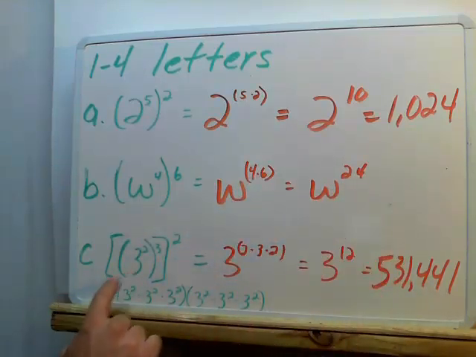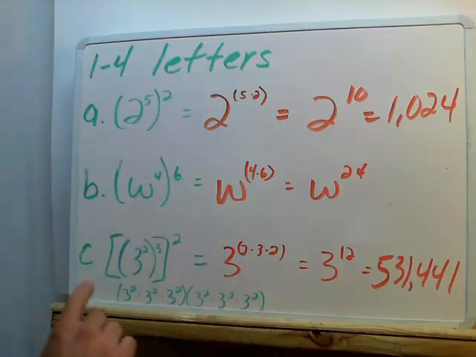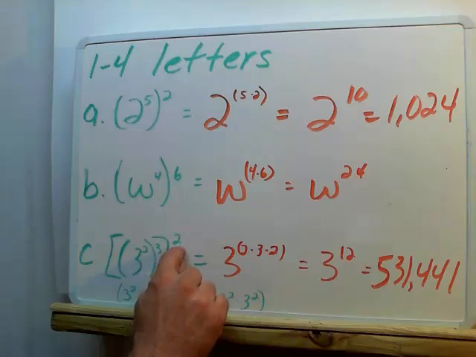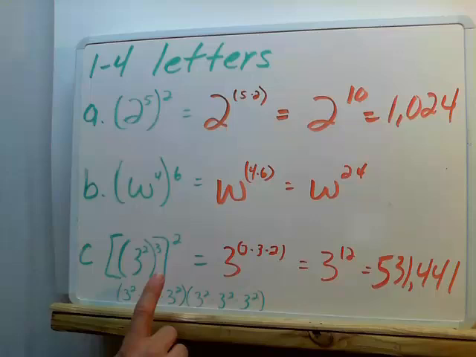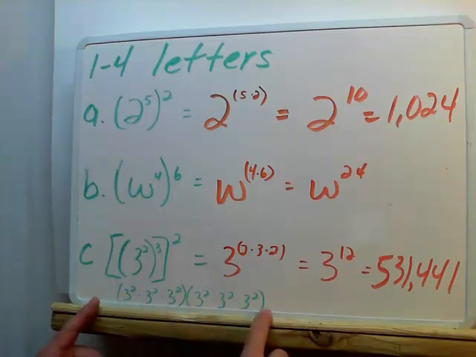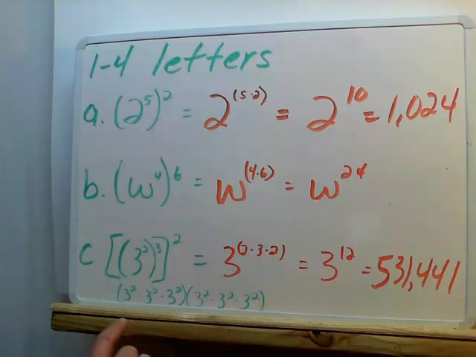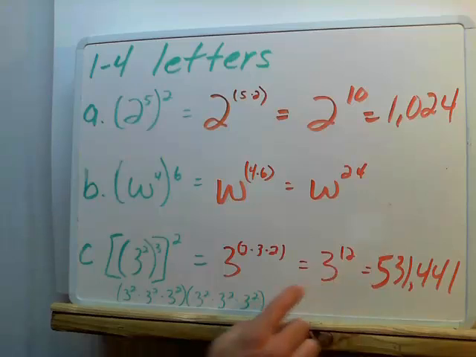Letter C, in this case I did write it out here because this gets a little bit more complicated. We have 3 squared and then cubed and then all of that squared. So we have 3 squared cubed would be 3 squared times 3 squared times 3 squared, and then that quantity is squared again, so that's written again, so it would look like this. So then we could say 2 plus 2 plus 2, etc. Okay, so it'd be 2, 4, 6, 8, 10, 12, 3 to the 12th power.